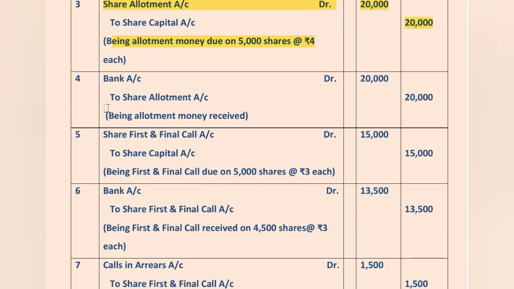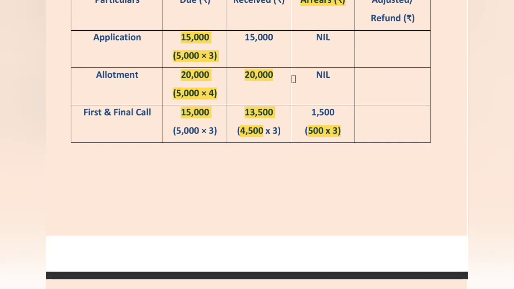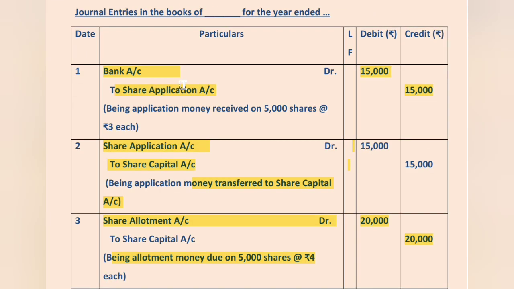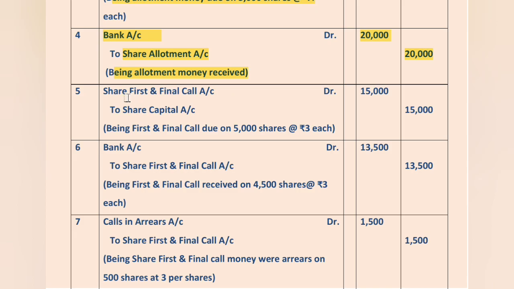20,000. Next, when share allotment money is received, who receives the amount? Bank receives it. So bank account debit to share allotment account. How much? Full amount received, right? So 20,000. Being allotment money received, or equity share allotment money received, like that you can write. So allotment money received, full amount, no arrears here.